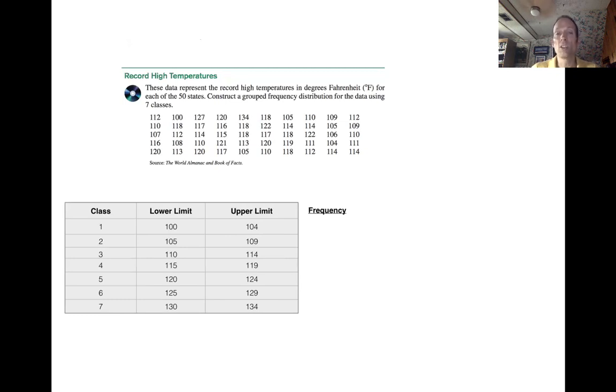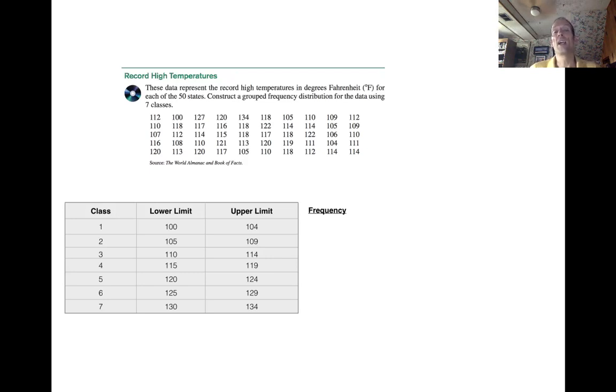What my frequency is going to be doing is telling me how many temperatures I have per class. So for class 1, I want to know how many temperatures were between 100 and 104 degrees. That's what my frequency is going to tell me. For class 2, the frequency is going to tell me how many temperatures were between 105 and 109 degrees.